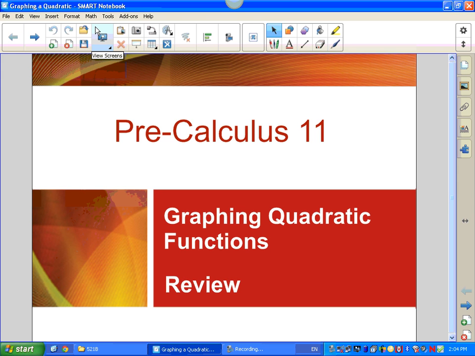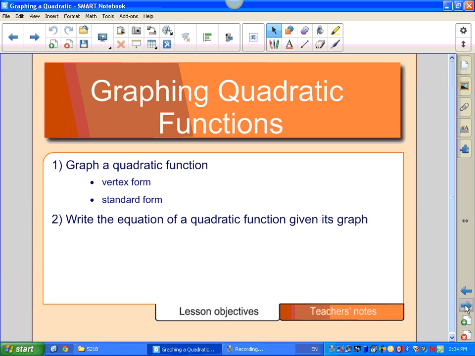This is a review lesson on graphing quadratic functions. And at the end of this lesson, you should be able to graph a quadratic function, whether it's in vertex form or in standard form. And you should also be able to write the equation of a quadratic function if you've seen its graph.